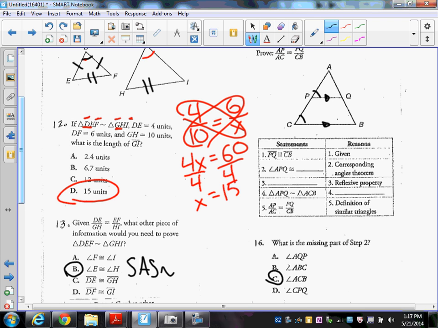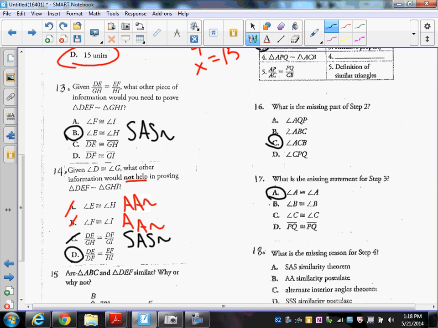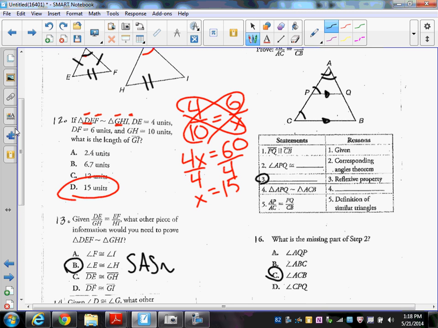For number 17, we're asked to fill in step 3, so I'm not going to scroll down. We have to fill in step 3. And the one that makes the most sense is angle A is congruent to angle A. All of these things fit the reflexive property, but they're not going to help us solve why these triangles are similar. Angle B and angle B, for example, doesn't fall on triangle APQ. I want to find something on this triangle and something on the big triangle. Angle A and angle A is the only one that makes any sense.